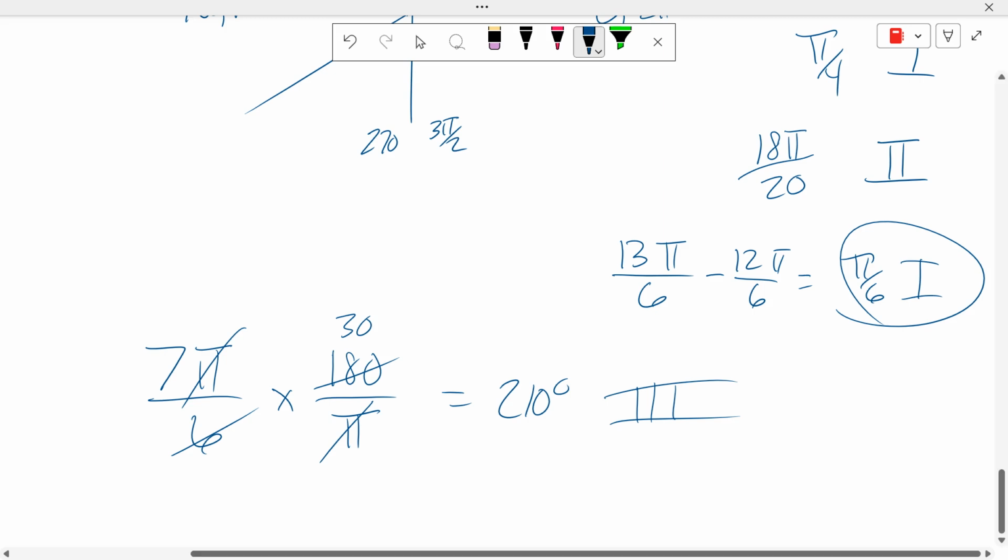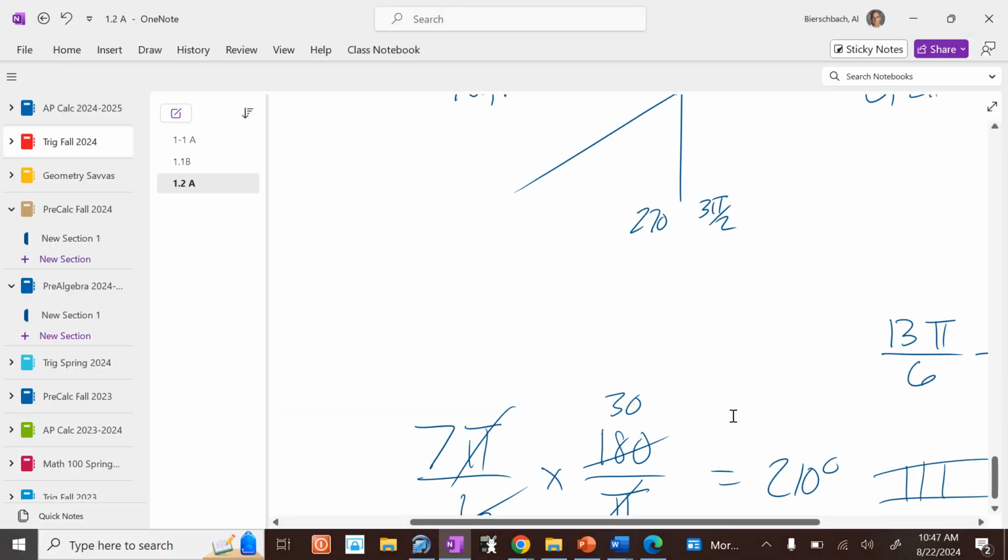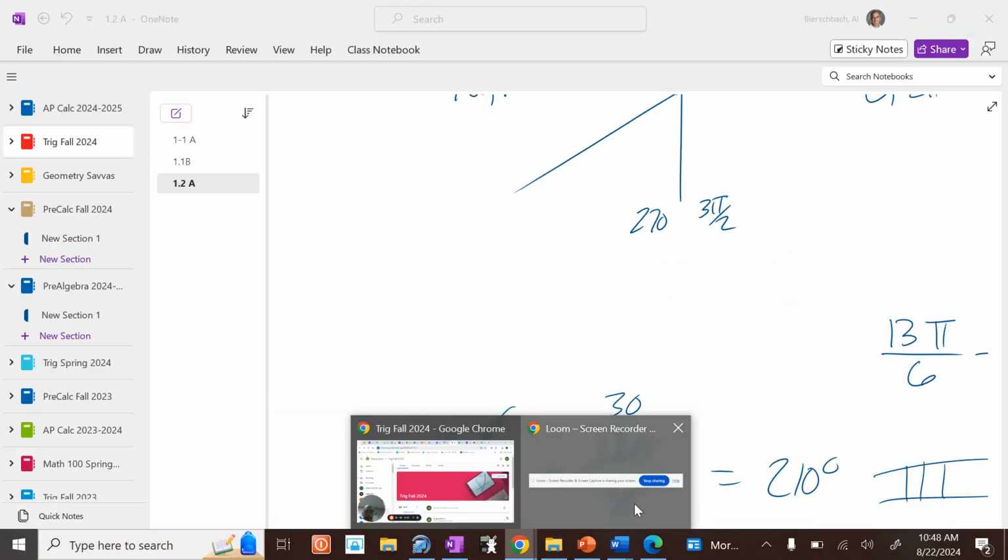Okay? All right. So, radians. A little different way of thinking. This is a little different trig here going on. So, that's what we had there. Let me stop.